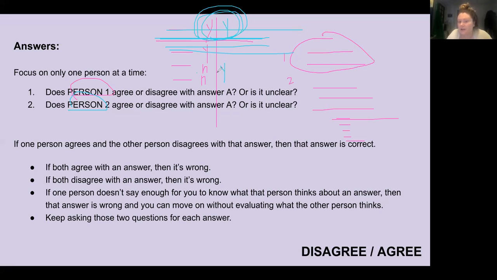This would be our answer in a disagree question, because one is saying no and one is saying yes. And that's how we can really focus our energy towards figuring out what they specifically are disagreeing about.